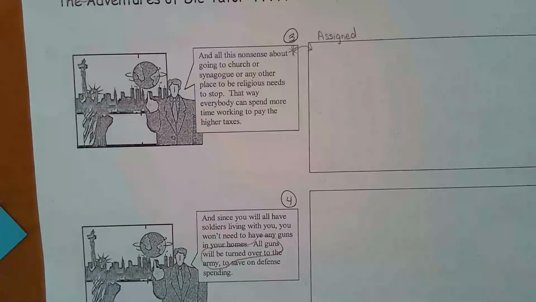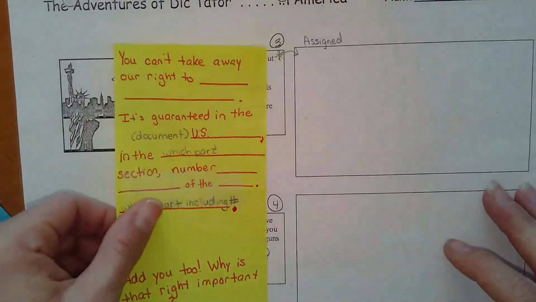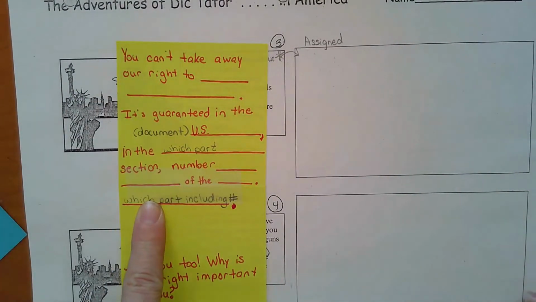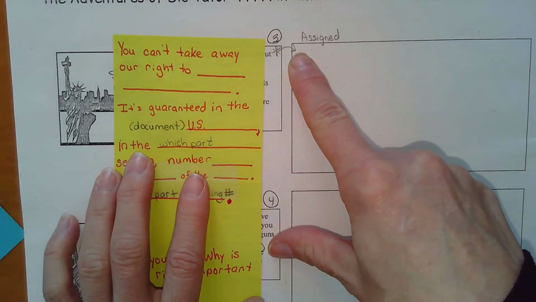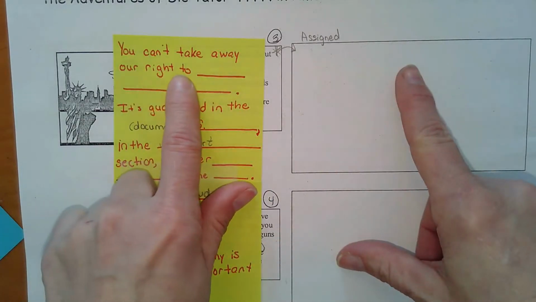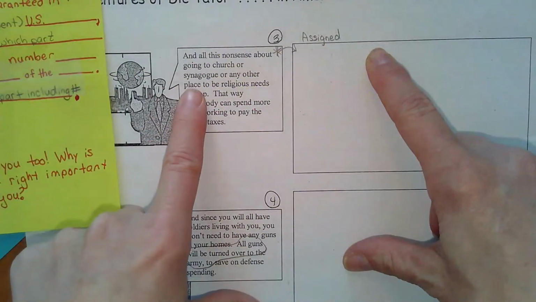So now, what do you have to do in those 2 boxes? What is your assignment? Well, you need this information and you need to fill in the blanks. So, first of all, you are going to write to him, you can't take away our right to, and then you have to look here. What right is he taking away?